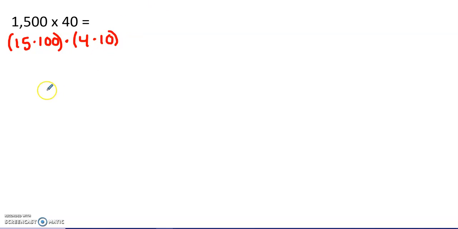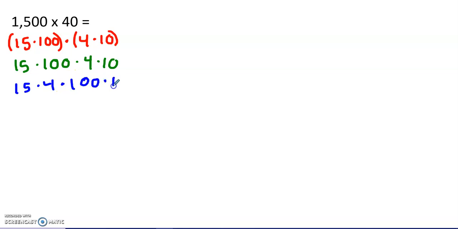When I have this, I'm then going to rewrite it without parentheses, because my laws of multiplication say I can multiply in any order I choose and still get the same answer, as long as there's no addition, subtraction, or division in there, which in this case there's none. It's solely multiplication. So I'm going to write 15 times 100 and then 4 times 10. By doing this, I can then look and say, where can I regroup? And I notice I could use my commutative property of multiplication and switch these two numbers around so that I have 15 times 4 times 100 times 10.